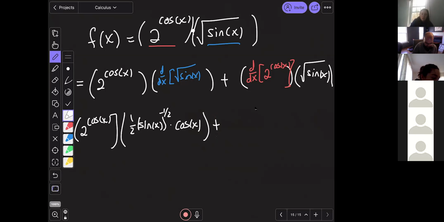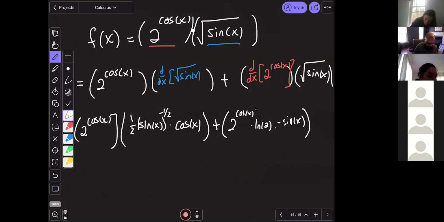And now I need to take the derivative of 2 to the cosine x. So the derivative of my outside function is an exponential. So I'm going to get 2 to the cosine x times natural log of 2, right? So this is my f prime of g of x. I'm going to multiply by the derivative of cosine, which is negative sine x.